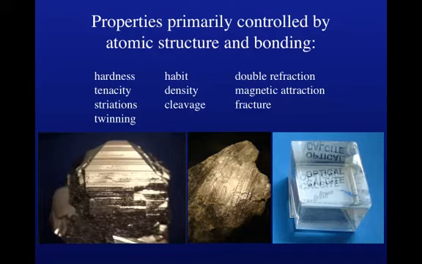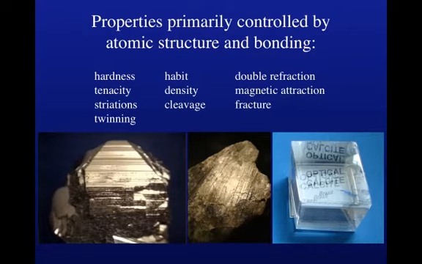The first group of physical properties that we can use to identify minerals are all related because they are controlled by the atomic structure in the minerals and the kind of bonding. So whether you have a metallic, covalent, or more ionic bond. And those things would be the hardness, the tenacity, striation, where they have striations in the minerals, whether you see twinning, habit, the density of the mineral, what kind of cleavage it has, whether or not you see double refraction in something like optical calcite, whether there's magnetic attraction to the mineral, and what kind of fracture it has.